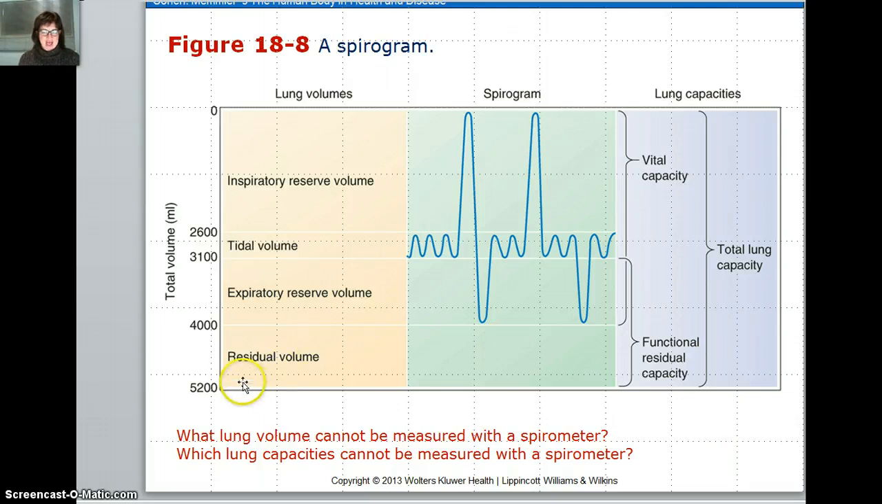In females, it's about 4,000 milliliters or 4 liters. In males, it is 5.2 liters. Now realize this volume depends on your health, your size, and also your age. As you get older, you lose your lung capacity.